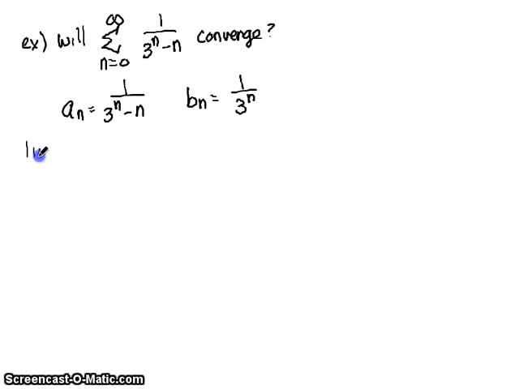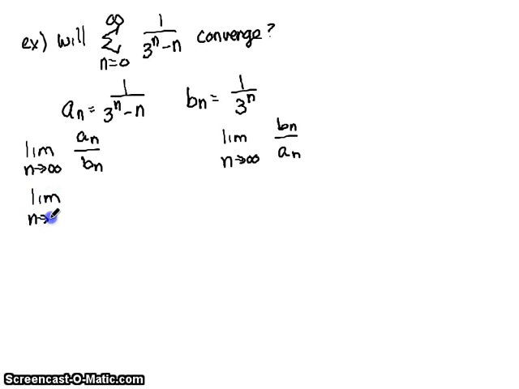We could say the limit as n goes to infinity of a of n over b of n, or we can say the limit as n goes to infinity of b of n over a of n. Remember, it's not really going to matter which one we choose. They both work, but one's going to be a better option.